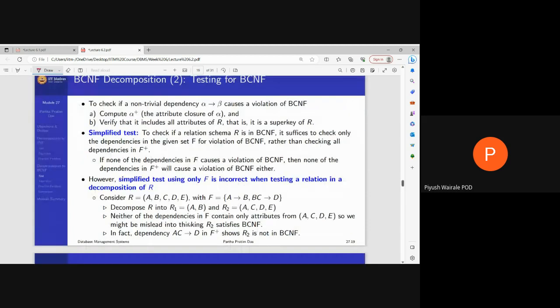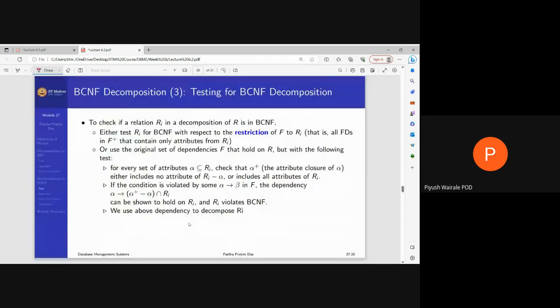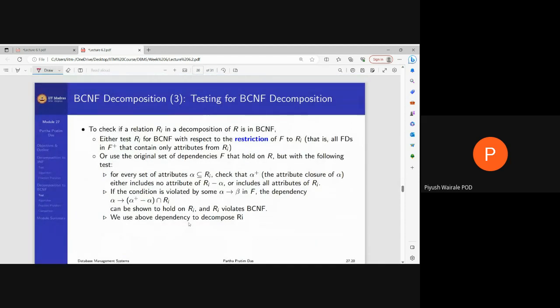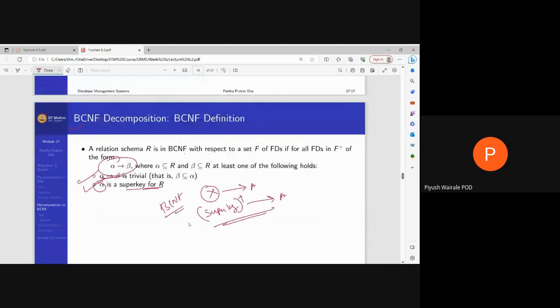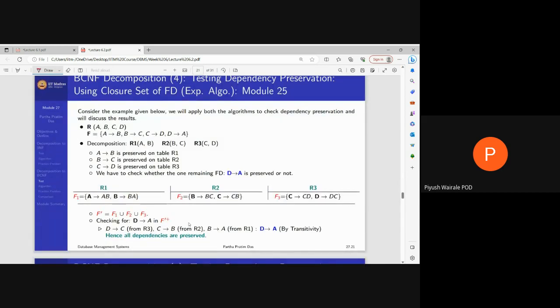Decomposition, yeah, this is the algorithm you can find out. Testing for BCNF. Okay, try to follow this and then just try to follow what we have discussed today, so you will get the same output.